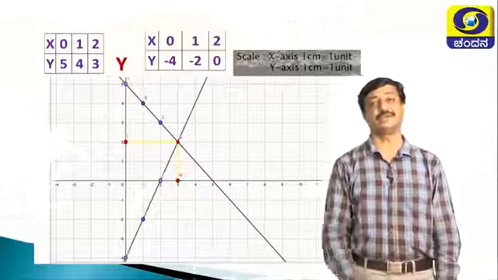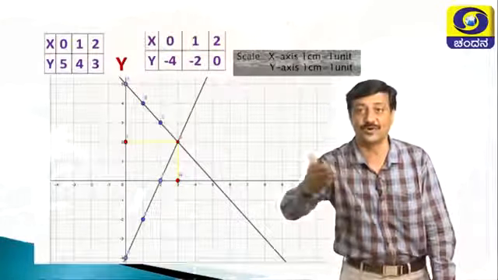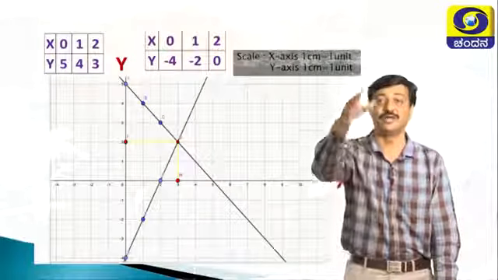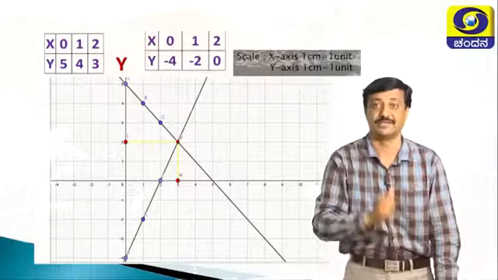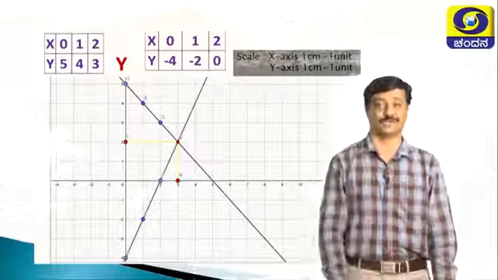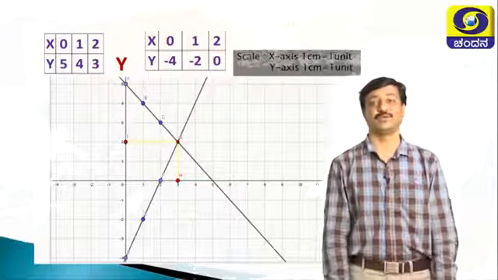The second point is (1, -2). The x value is positive, so again move +1 towards the positive x axis, and the y value is -2, so again you have to go in the downward direction. Since the y value is negative, you have to move downwards. Hence you get the point (1, -2).